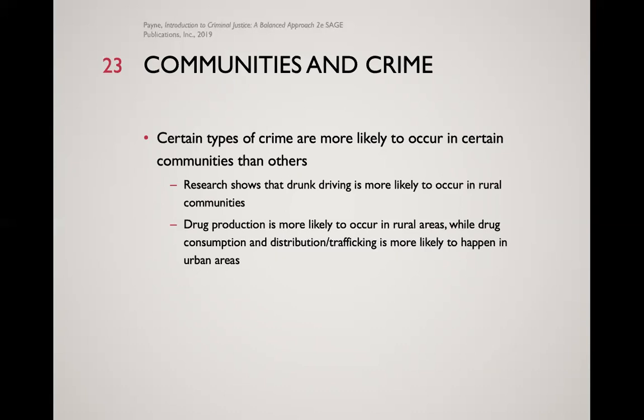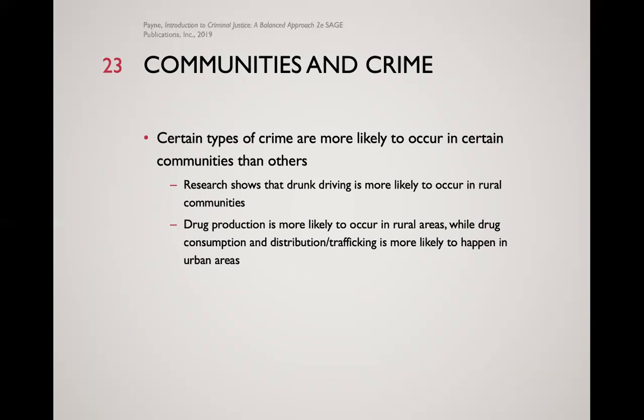One of the other discrepancies is drug production. Drug production is more likely to occur in rural areas. One, because of the smell, you want to be away from cops. While drug consumption and distribution and trafficking is more likely to happen in urban areas, in the cities, because that's where drug users are, that's where the people are, that's where the consumers are. That's kind of what we're getting at, the differences between communities and crime.